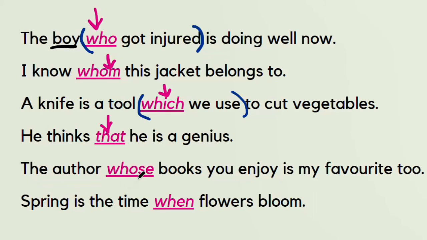Then we have whose, which is used to show belonging. The author whose books you enjoy is my favorite too. So the pronoun whose is telling about the belonging of somebody or something. Spring is the time when flowers bloom. This when is referring back to spring, and it is also giving us information about spring. So this is how relative pronouns work in relative clauses.